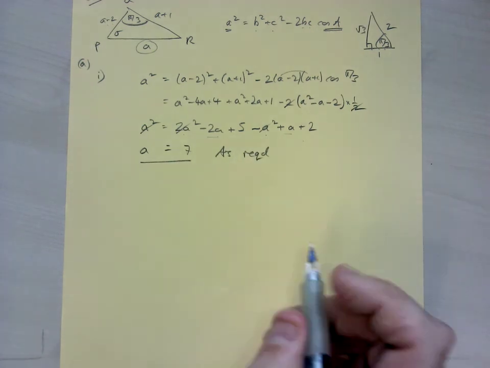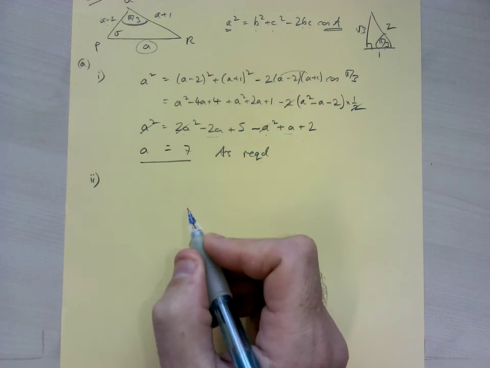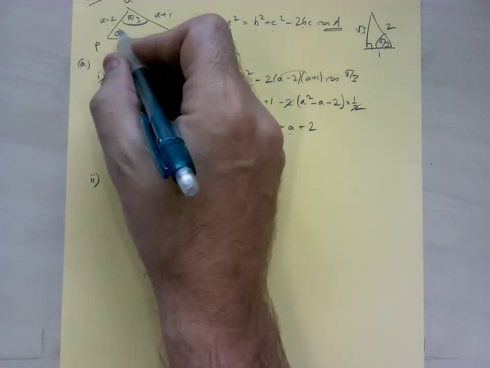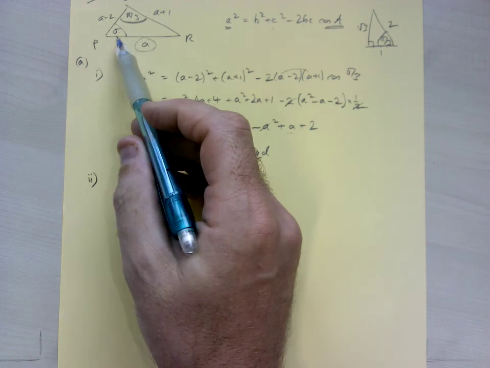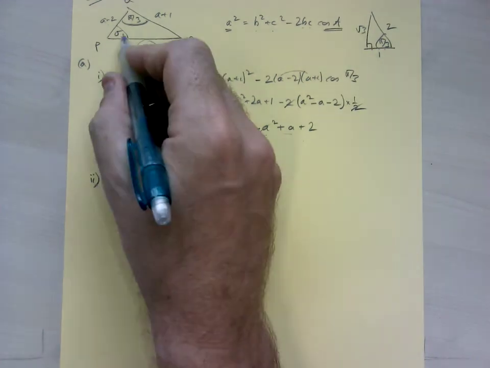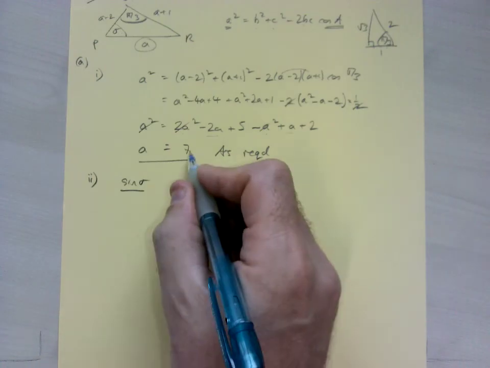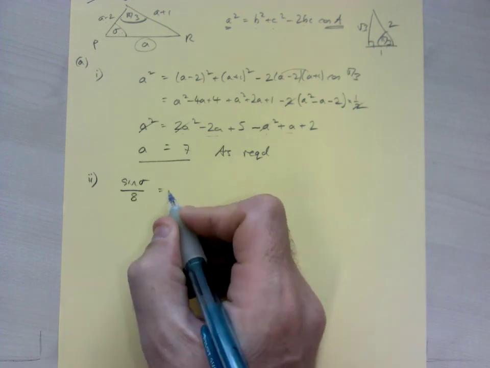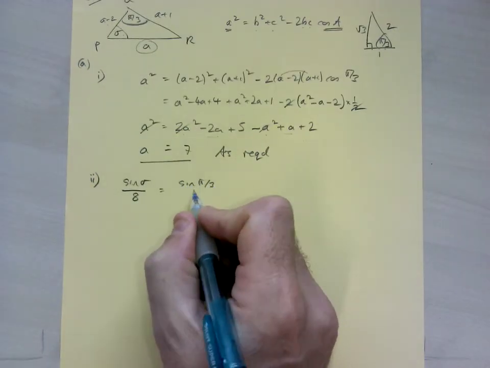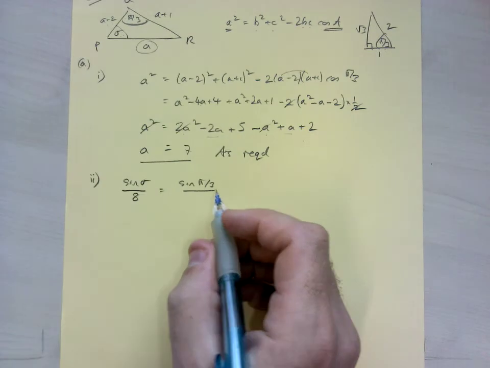That's part 1 done. Part 2 asks me to show that the sine of sigma is equal to something. Well, now I'm going to go to the sine rule. I know that sine of the angle I want over its corresponding side, a plus 1, a is 7, so that's 8, is equal to sine of this one, sine of pi on 3 over its corresponding side, which is 7.